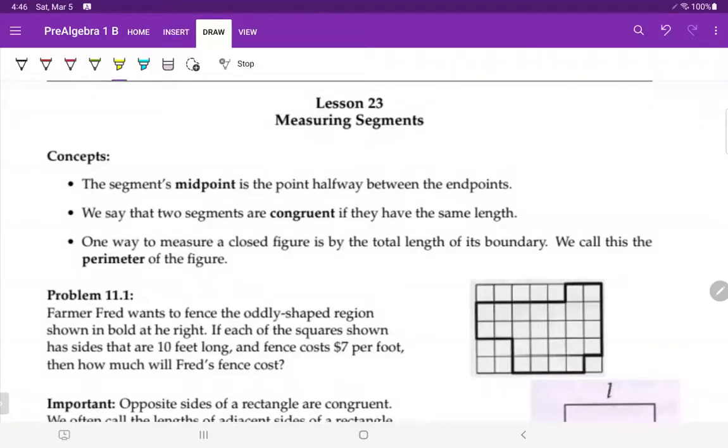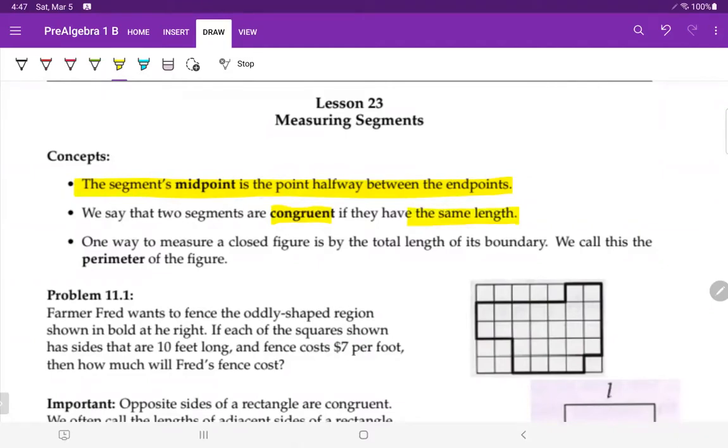The segment's midpoint is the point halfway between the endpoints. Two segments are congruent if they have the same length. So two pieces are equal, or congruent, if they have the same length.